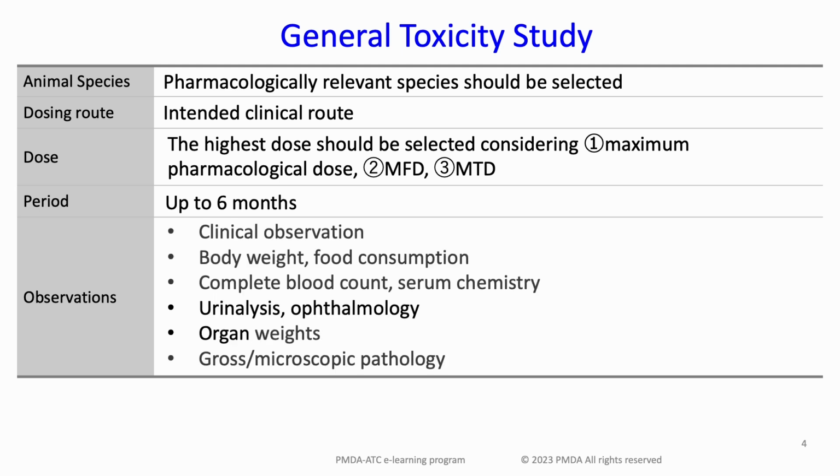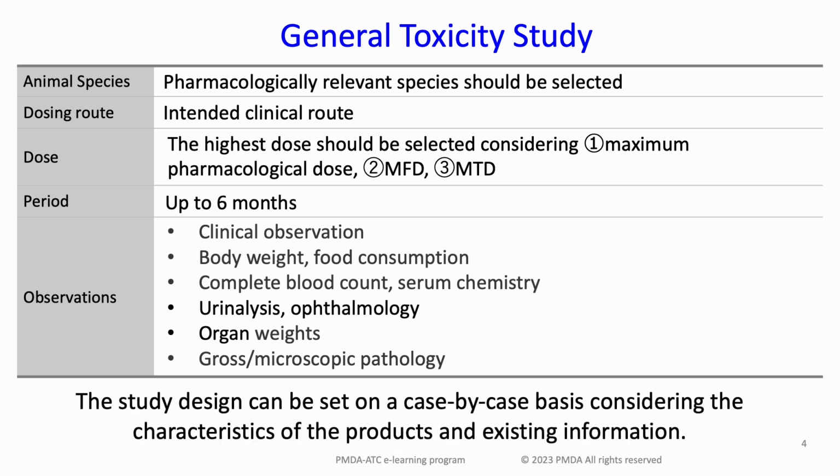For the observations, endpoints should include clinical observation, body weight, food consumption, complete blood count, serum chemistry, urinalysis, ophthalmology, organ weights, and gross and microscopic pathology of organs or tissues with reference to the endpoints in the general toxicity studies of pharmaceuticals. However, the study design can be set on a case-by-case basis, based on the properties of the product and existing information.